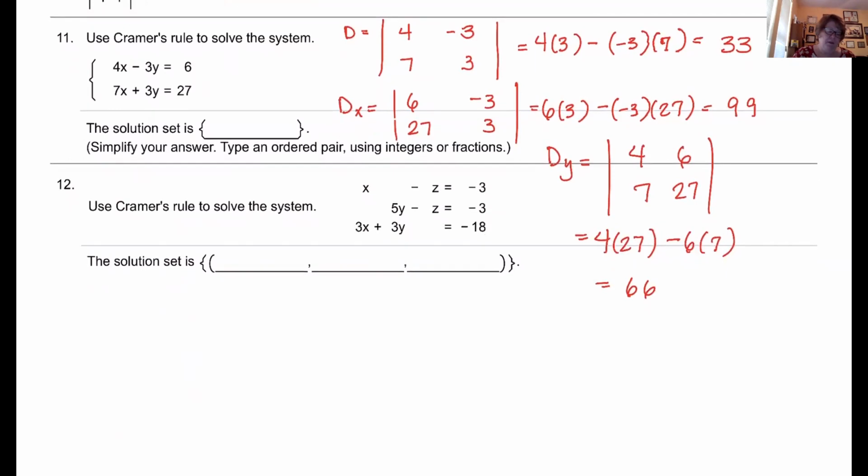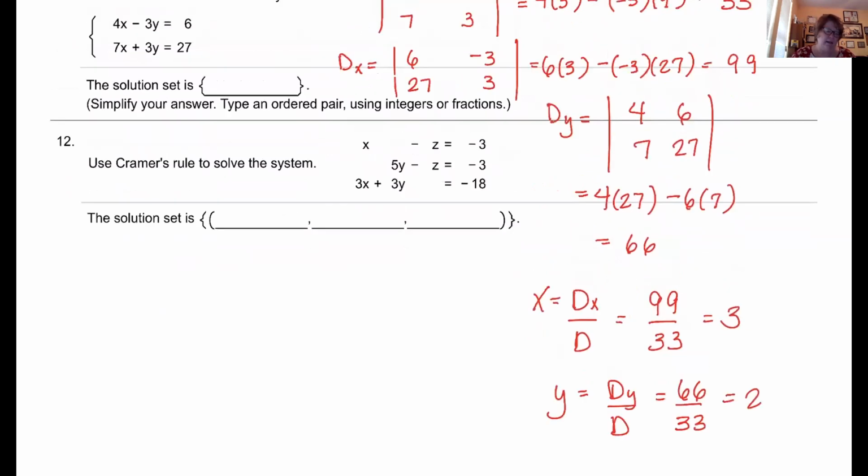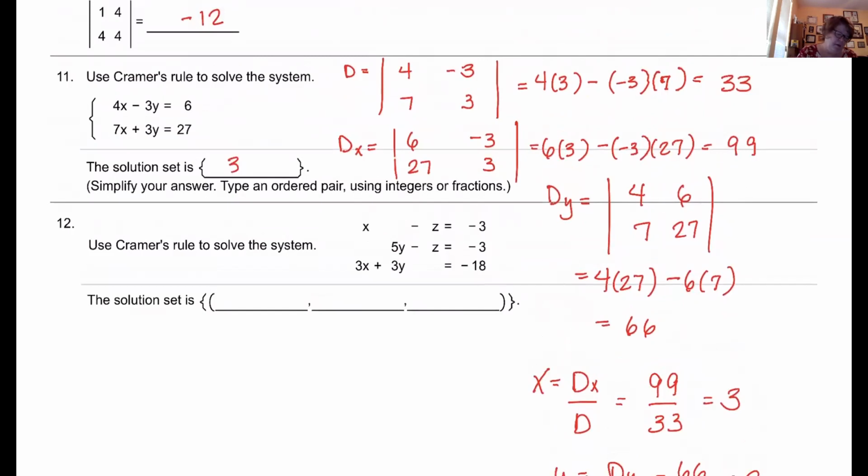Okay, so now to find x, I divide d sub x by d. And that is 99 divided by 33. That is 3. And to find y, we divide d sub y by d, which was 66 divided by 33, which is 2. So the solution set to that system is the ordered pair 3, 2.